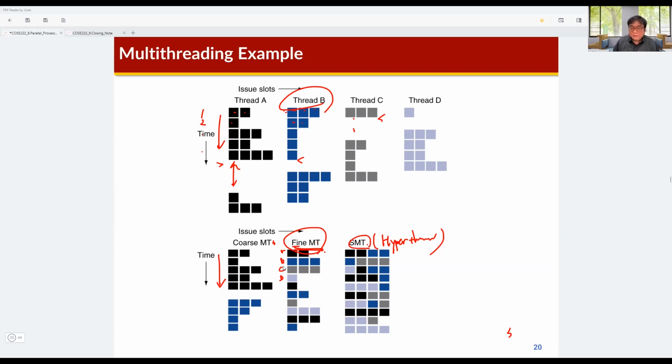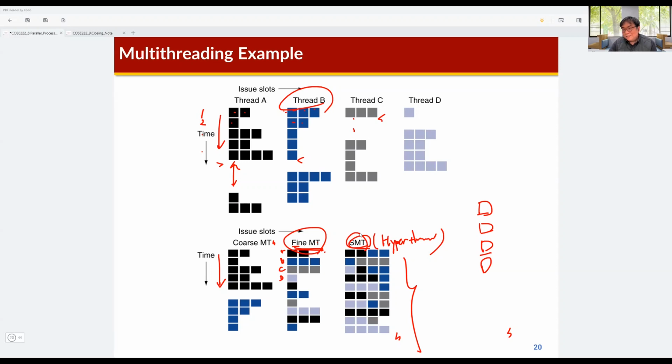Simultaneous multi-threading means that there are some instruction slots in the processor. If the instruction slots are available, then available instructions are issued from multiple threads. So this is simultaneous multi-threading. Hyper-threading is a kind of simultaneous multi-threading. So with this simultaneous multi-threading, we can maximize the efficiency of the hardware resources of our processor. So this is multi-threading.